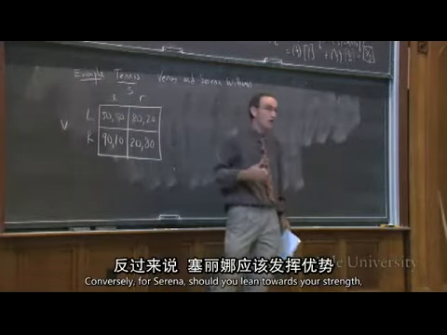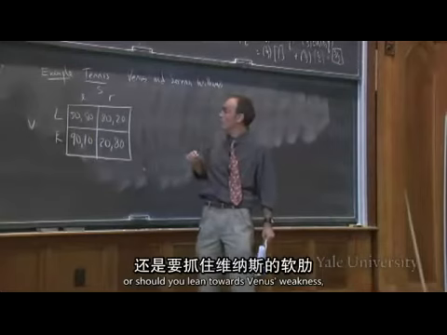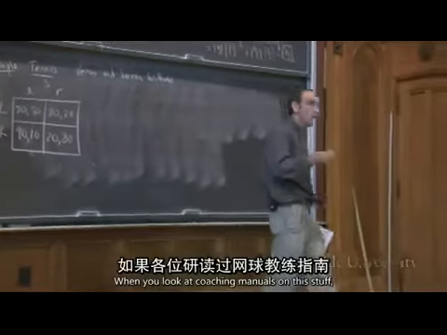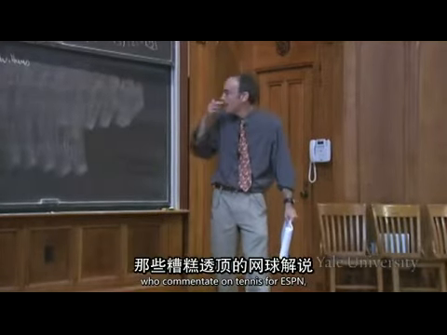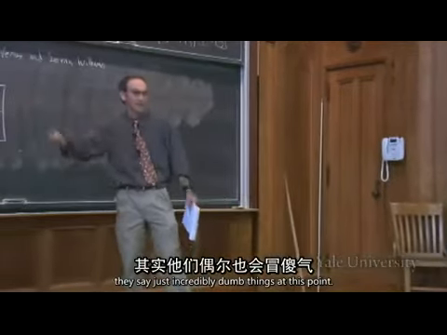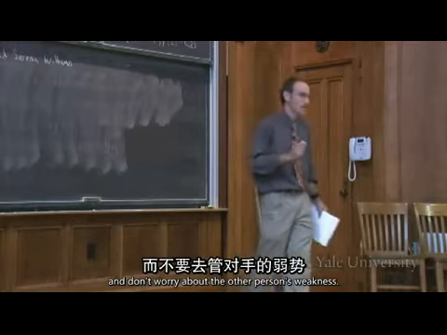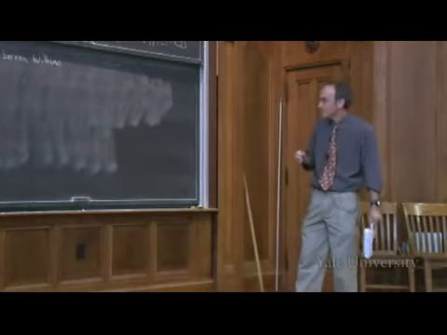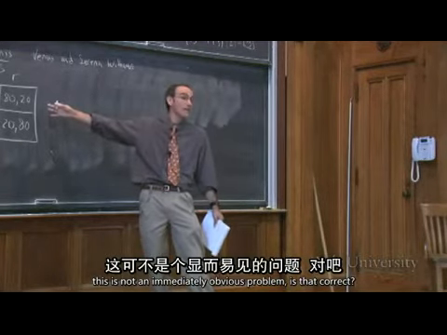And conversely for Serena, should you lean towards your strength, which I guess is leaning to the right, or should you lean towards Venus's weakness, which I guess is leaning left? And when you look at coaching manuals on this stuff, or you listen to the terrible guys who commentate on tennis for ESPN, oh no, I'm getting in trouble again. Very nice guys who commentate on tennis for ESPN, they say just incredibly dumb things at this point. They say things like, you should always play to your strengths and don't worry about the other person's weakness. I think it won't take much time today to figure out that's not great advice. But people can at least see that this is a difficult problem. It's not an immediately obvious problem. Is that correct?